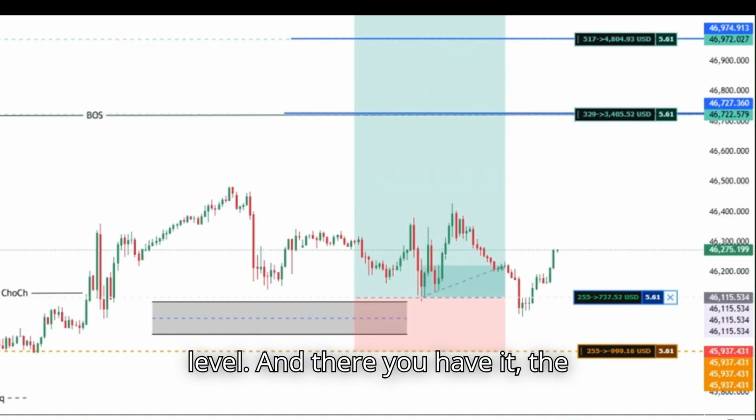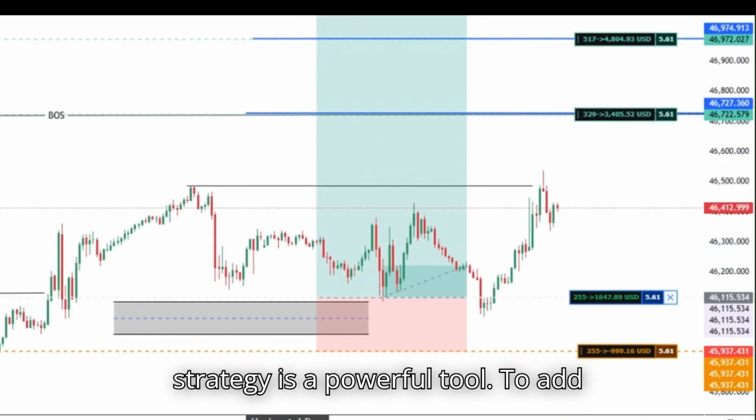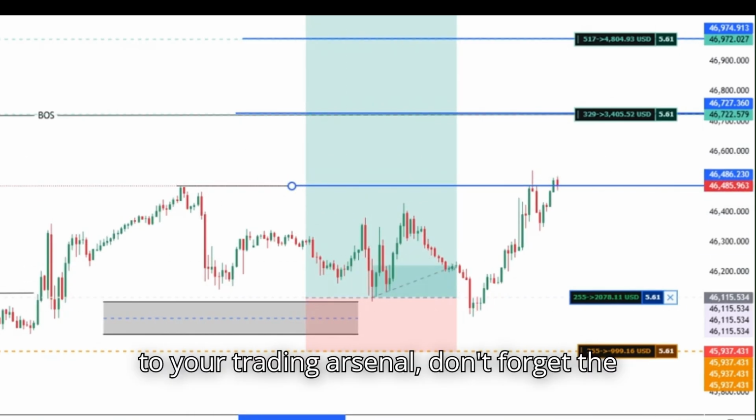And there you have it, the optimum trading entry strategy. The OTE strategy is a powerful tool to add to your trading arsenal.